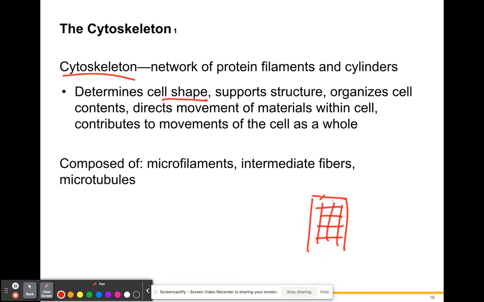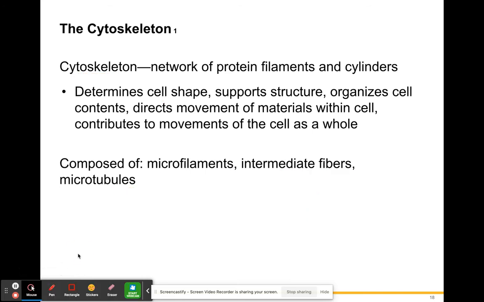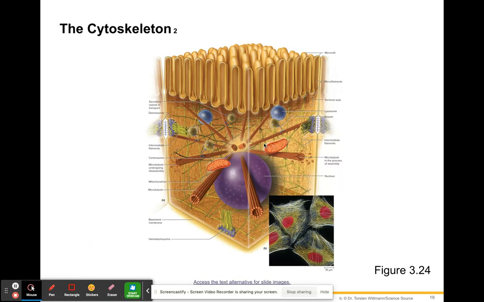So you can have floors and ceilings and things like that without the building shaking and falling over. The cytoskeleton is like that for a cell. It's composed of these things called microfilaments, microtubules, and intermediate fibers. Okay, and it's going to help give that cell structure and support. Okay, and we can see those threads.